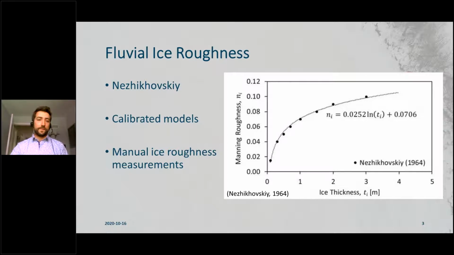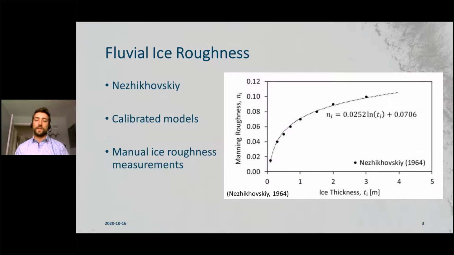One relationship put forward in 1964 by Nezikovsky relates ice thickness to ice roughness. And it's a really good first cut. It's widely used in engineering, but it's based on a limited data set and only on rivers in Russia. So its wider applicability is in question at times.